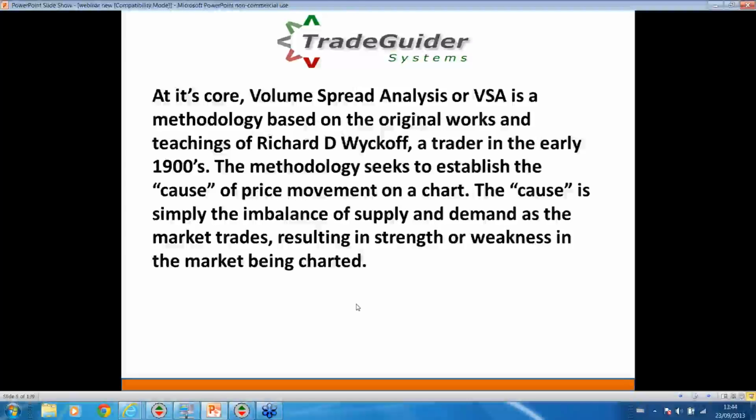And it's all based around universal forces that drive the markets. So everything that we teach is actually not rocket science at all. It can appear to be rocket science at first, but it's all based on logic. The methodology that we teach seeks to establish the cause of the price movement on a chart. But the cause is simply the imbalance of supply and demand as the market trades, which results in strength or weakness in the market that's being charted.